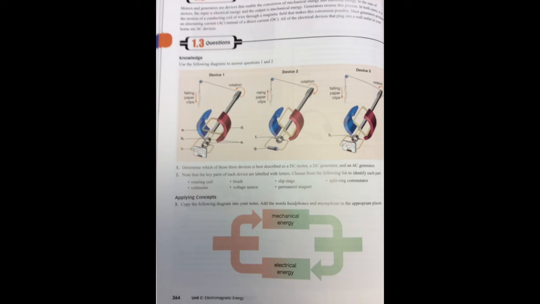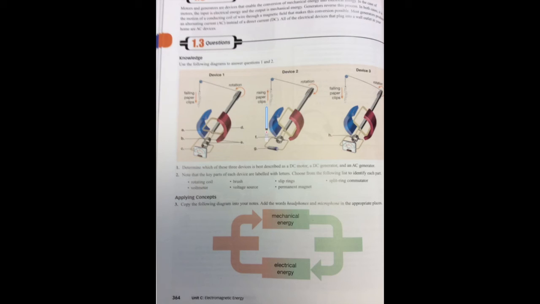Okay, so device 1 is a generator because it has mechanical energy, because this is falling. The clips are falling, which is then causing this to spin. So this is mechanical energy supplied by the falling clips, and the output is electrical. So this would then be a generator producing power. Now it's got a slip ring which is right here. That's important to realize, and then that will act as a source of AC, as an AC generator.